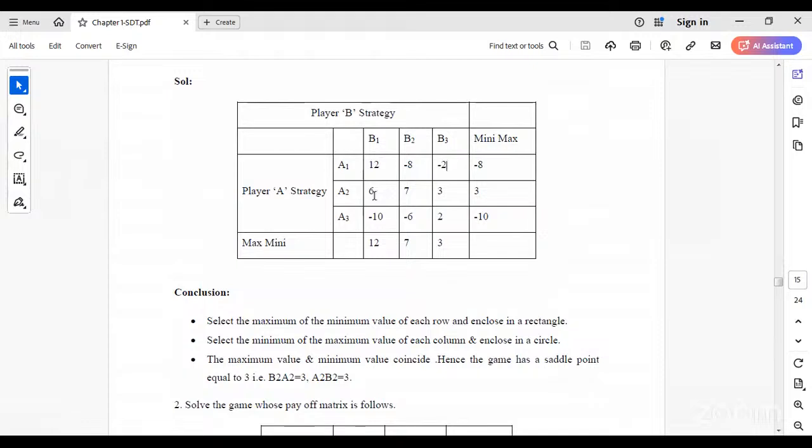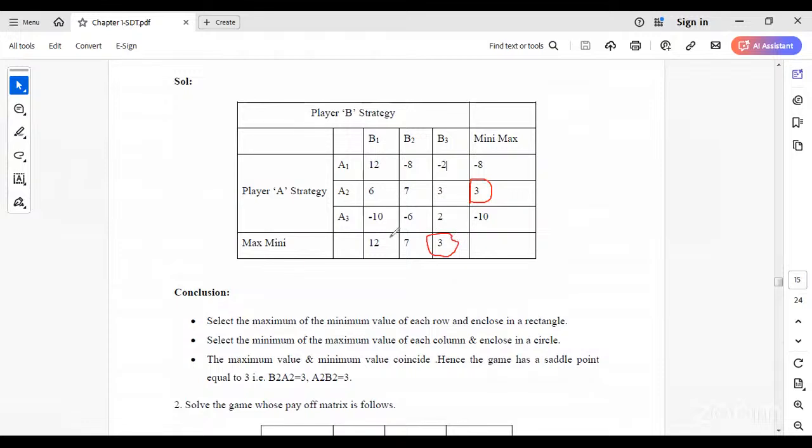Then maximin, which here is the maximum value for B1, B2, B3: 12, 7, then 3. These are the maximum values. So observe carefully the maximin and minimax values here. The value which is repeated, 3 we got here, and here also 3. So here the saddle point will be there.